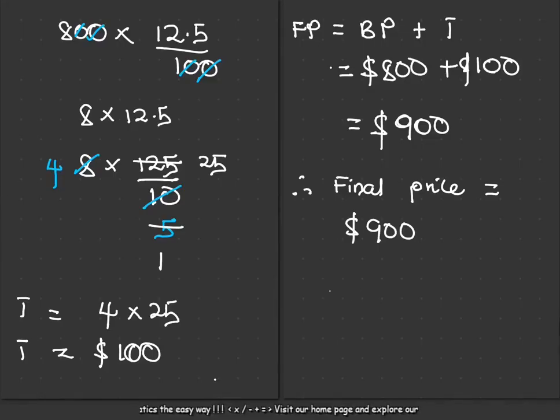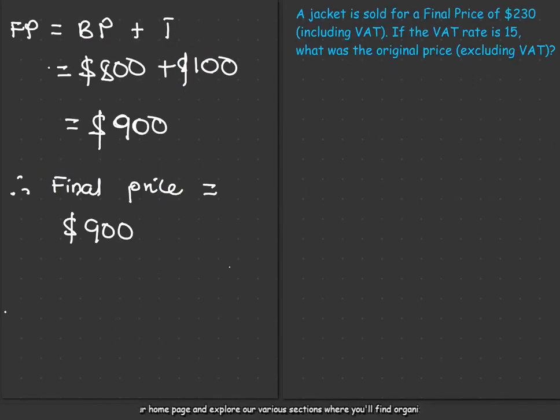So this ends the first question. Let's take one other one just to enhance our understanding. This question here says, a jacket is sold for a final price of $230. That is including tax or including VAT. So if the VAT rate is 15%, what is the original price? That is the price excluding VAT.